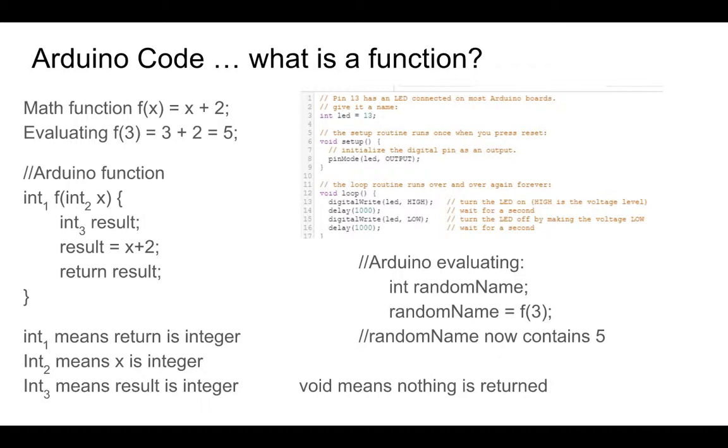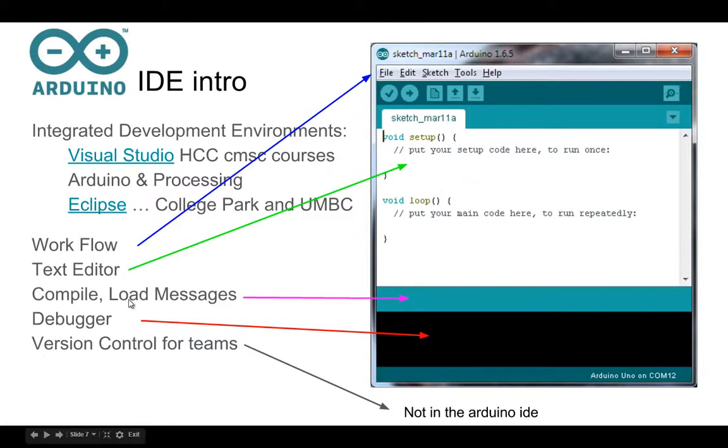So you can see over here, on this side, you can see Arduino evaluating that function. So we're going to make a random integer variable called randomName, and then we're going to say randomName is equal to f of 3. So this 3 gets passed to this x, right? 3 plus 2 is 5, and then the result gets shoved into randomName. Now randomName contains 5. So this is where the function is evaluated, this is where the function is created.